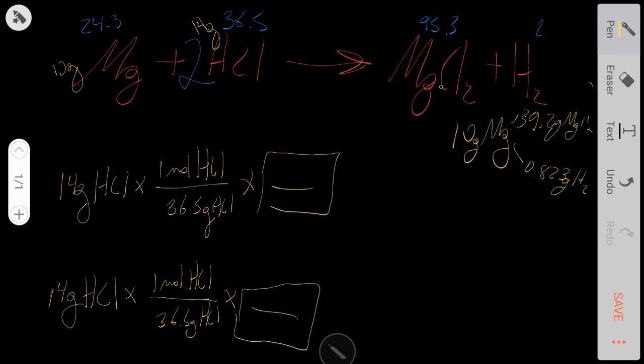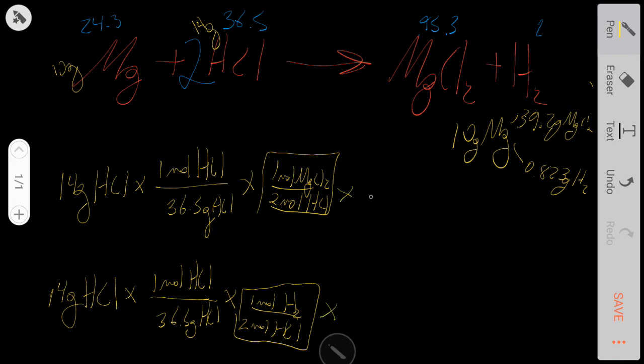In the top one, I'm looking at MgCl2. I have to get rid of moles of hydrochloric acid, so that's going to go down. And it looks in my coefficient ratio, I had 2 here for HCl. So here's 2 moles HCl, and on top is 1 mole MgCl2. For the bottom one, I'm looking for H2, which has a coefficient of 1. And again, HCl has a coefficient of 2. I want to write HCl on the bottom to cancel it out with this. So we have 2 mole HCl. And on the top, I've got 1 mole H2.